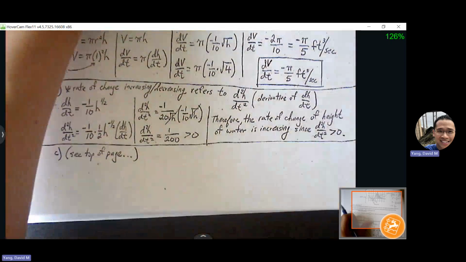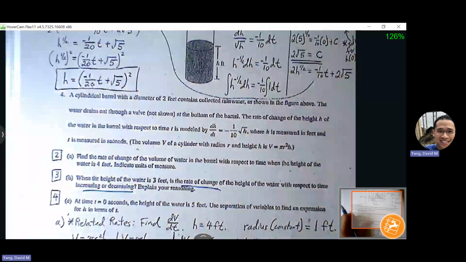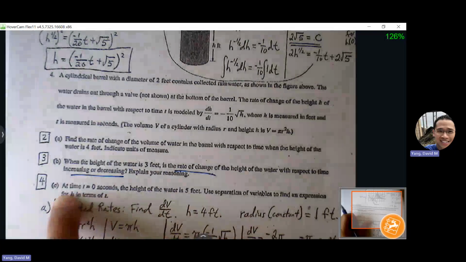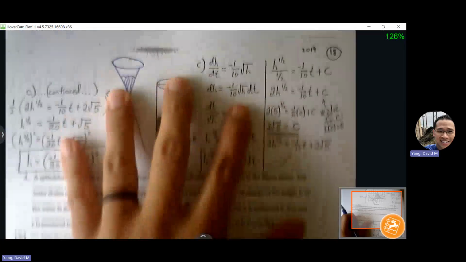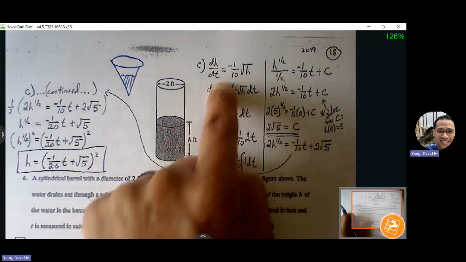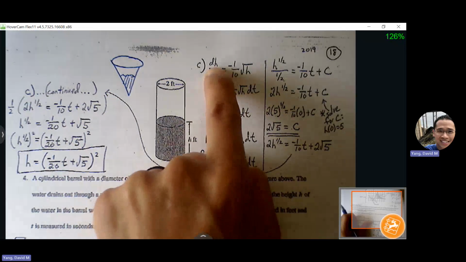Okay, I'll briefly go over part C. Part C is our solving differential equation process. Use separation of variables to find an expression for h in terms of t. So this is one where we don't have x and y's, but we have a predictable variable and a variable that we may not be as familiar with.